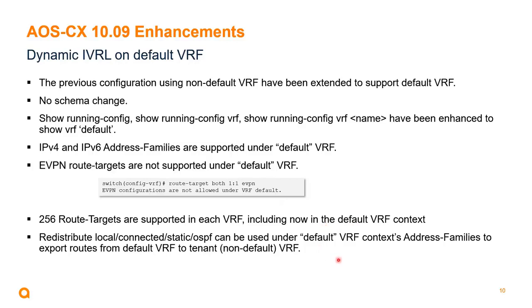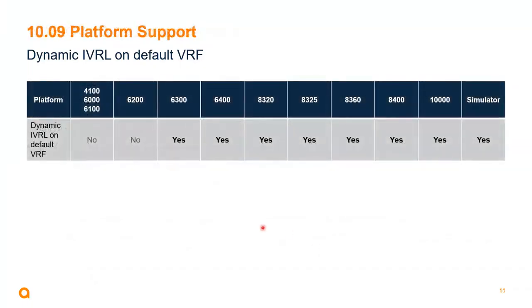And obviously, what we want to populate the default VRF with, inside the address family IPv4 and IPv6, is the loopback, the connected, the static routes, the OSPF routes that are learned inside the default VRF, to inject that into the global routing table of default VRF, and then to leak that to tenant VRF, non-default VRF. This is supported on all those platforms from 6300 to CX 10,000, and that includes the simulator that I'm going to use actually for the demonstration.